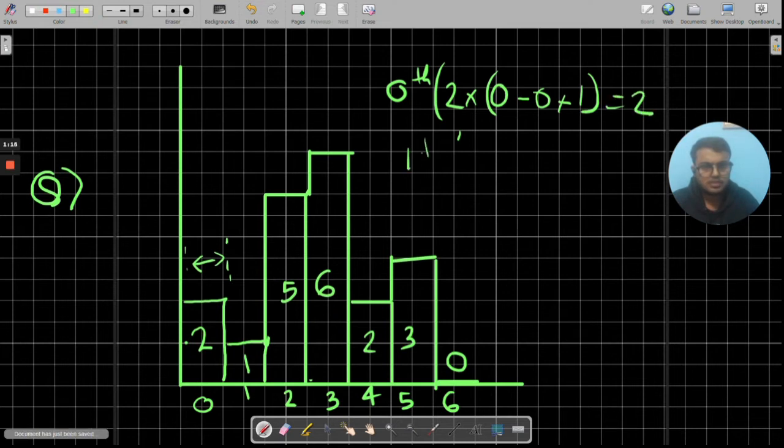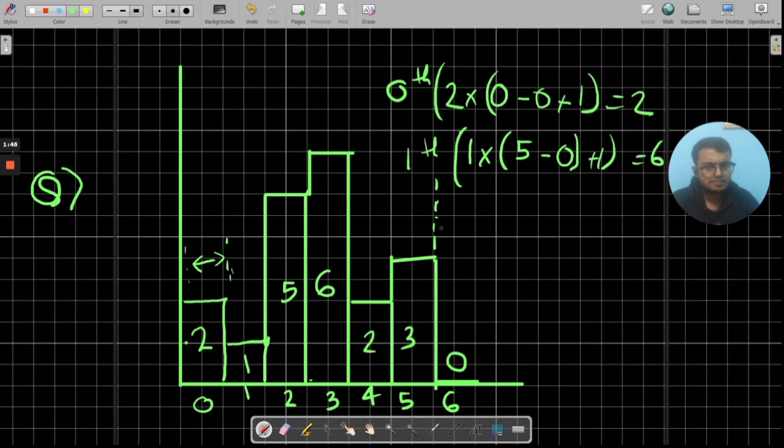Now for the first histogram, like this is the 0th histogram, so this is the first histogram. For the first histogram, the value will be 1 multiplied by the range up to the smallest on the right side. It is at the 6th index, but we have to go till here. So this will be 5 minus 0 plus 1, so that will be 6.